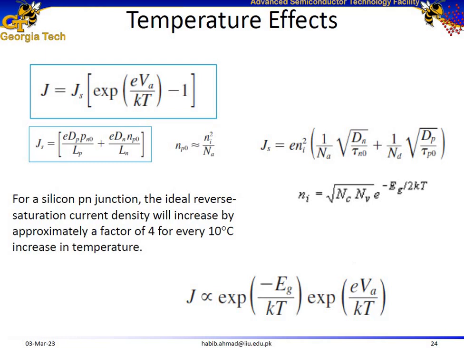It's a 10 degree rise in temperature, right? So the current would increase by how many times? 4 times. Means 4 into 5, 20 picoamps per centimeter square. But the conclusion over here is that the current density is also a function of temperature.